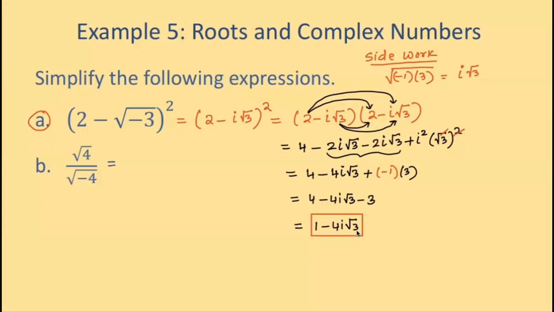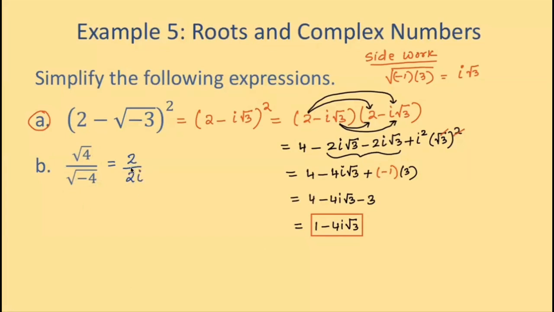Okay. Now let's look at the last one. Last one has square root of 4 over square root of negative 4. This is quite simple, but not that simple though, okay? Square root of 4, you know it. What is the square root of 4? Everybody in the class, what is the square root of 4? 2, very good. And what is the square root of negative 4? 2i.